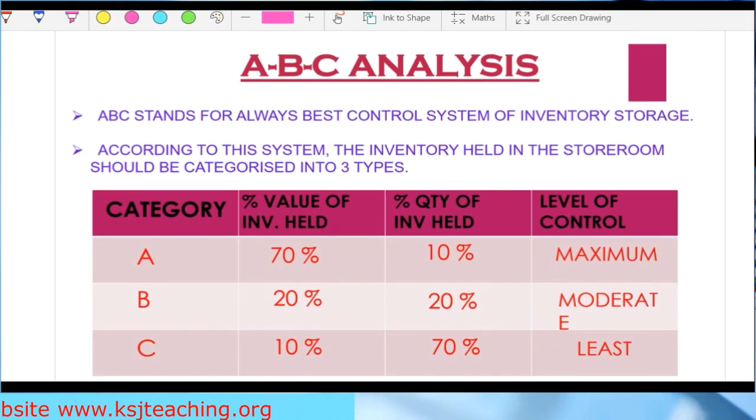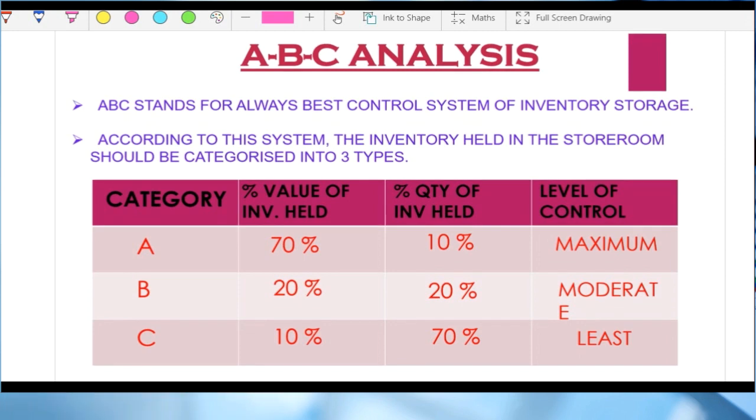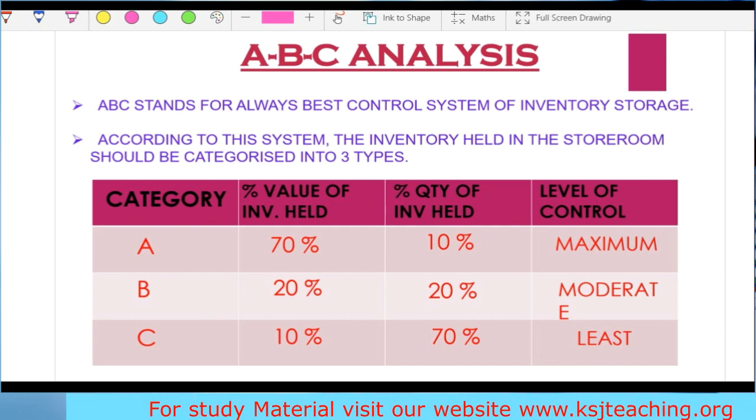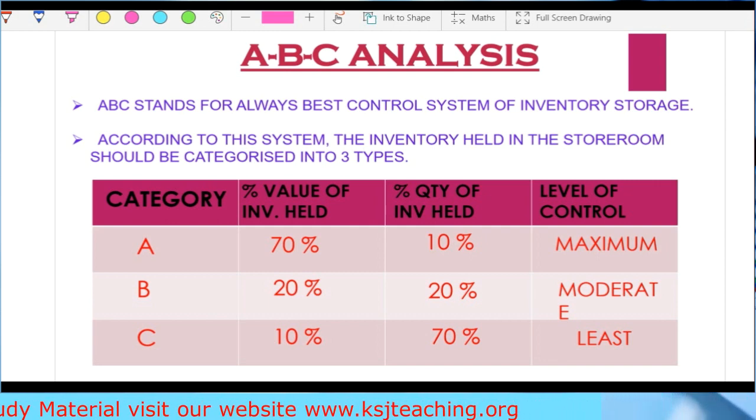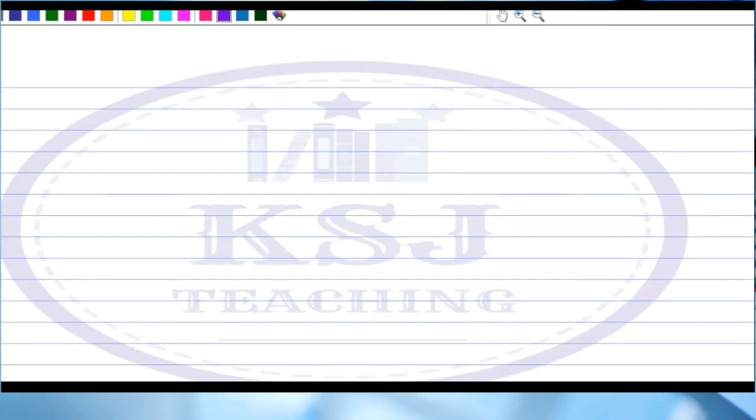That is very important. Okay, let's continue with our discussion on material costing. Two small topics we have to cover in this lecture. One is ABC analysis, that is always best control analysis. And the other one is JIT analysis, that is just in time inventory. Let's first start with the ABC analysis. Try to understand what is ABC analysis.